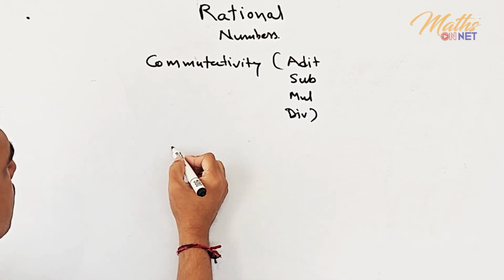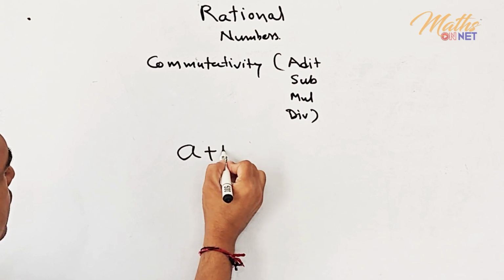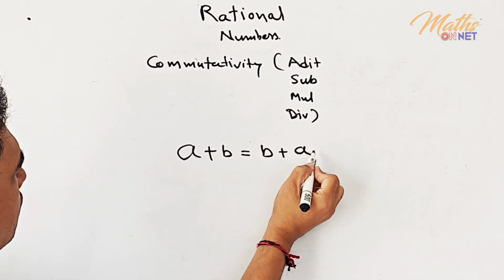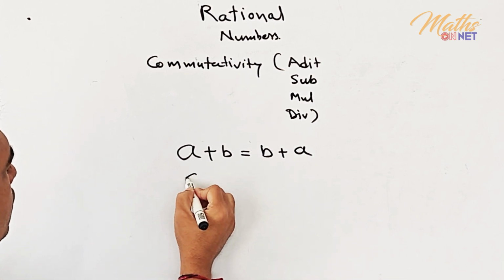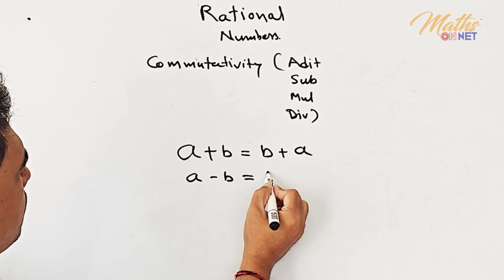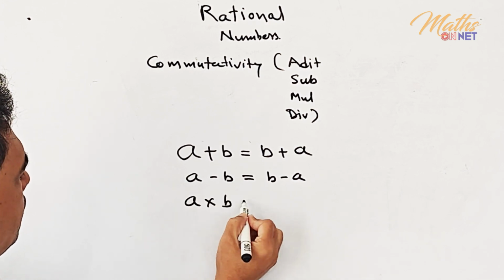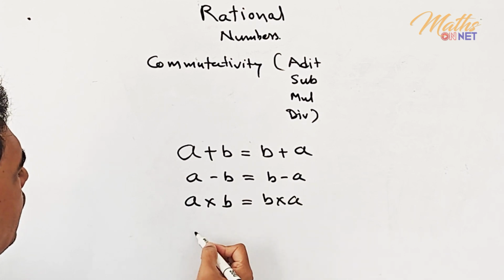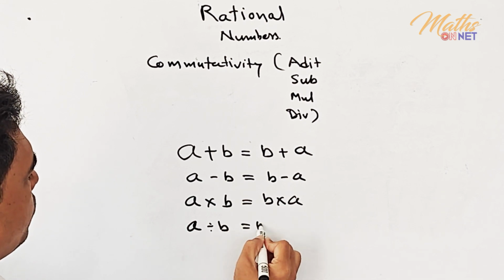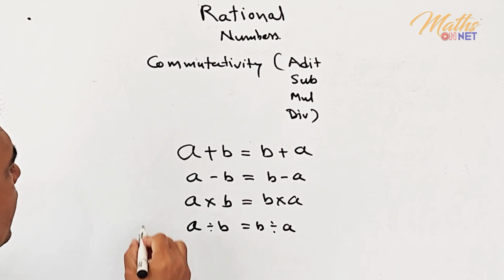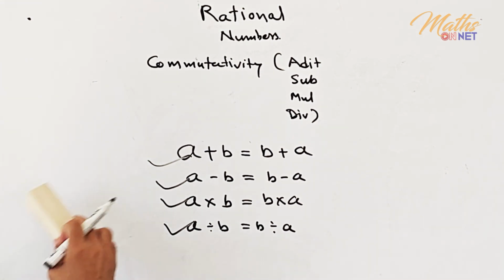So, what is the commutative property for addition? If A and B are rational numbers, then if A plus B is equal to B plus A, that is the commutativity for addition. Now, if A minus B is equal to B minus A, this is for subtraction; A multiplied by B is equal to B multiplied by A, this is for multiplication; and for division, A divided by B is equal to B divided by A. So, we'll try to test this out with proper rational numbers. Okay? So, let's start.